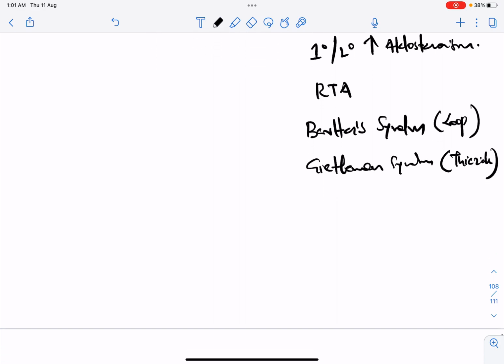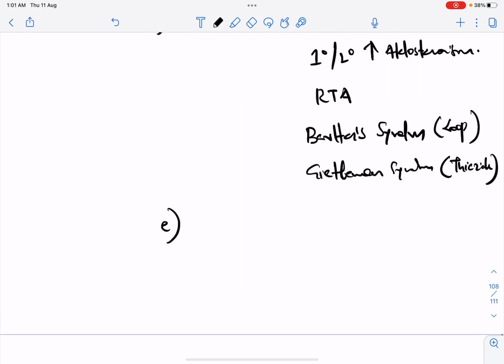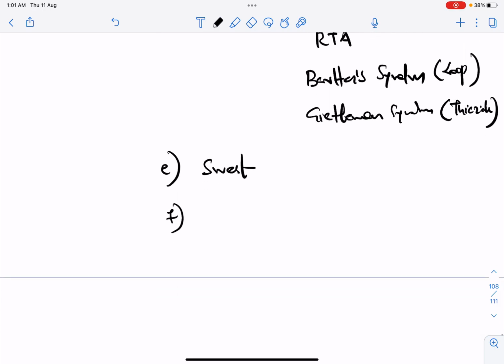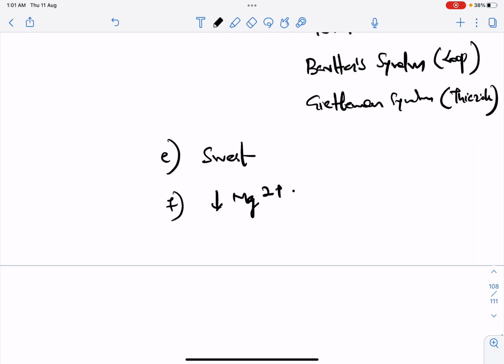And the other cause may be loss in sweat, or hypokalemia is also seen in association with hypomagnesemia. In hypomagnesemia, magnesium ion is required for absorption of potassium. These are the causes of hypokalemia.